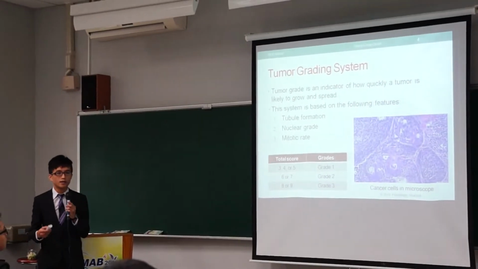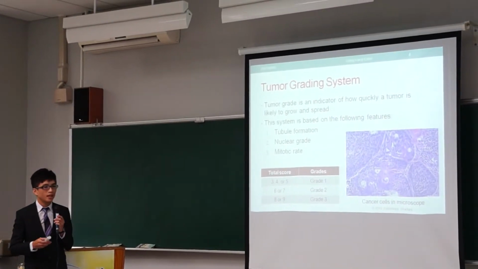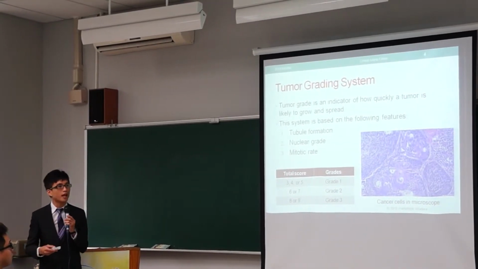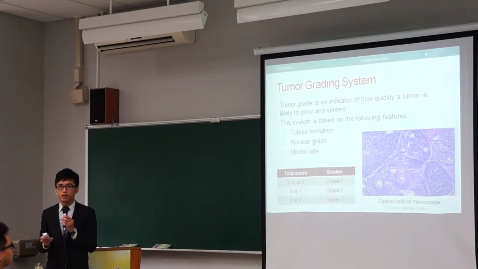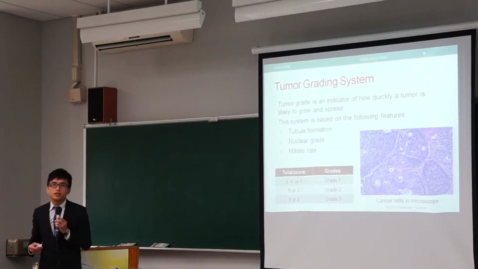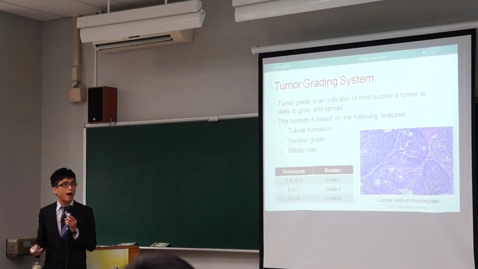If cells in a tumor can invade the neighbor cells, we regard the tumor as a malignant tumor. Tumor grade is an indicator of how quickly a tumor is likely to grow and spread. It can provide clinical information for the doctor to plan a treatment for the patient. A tumor grading system is used to determine the tumor grade.